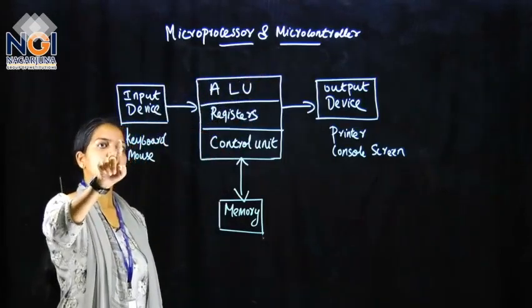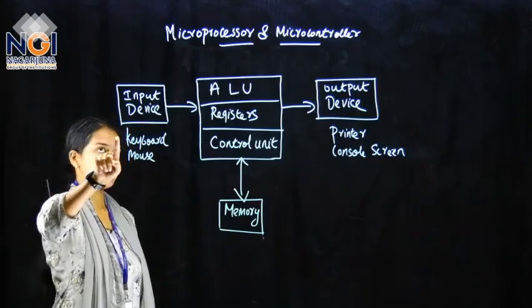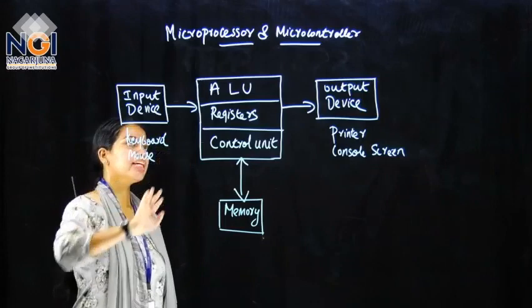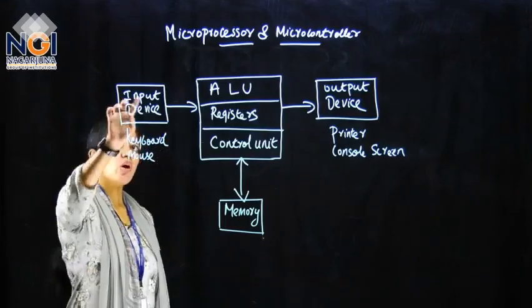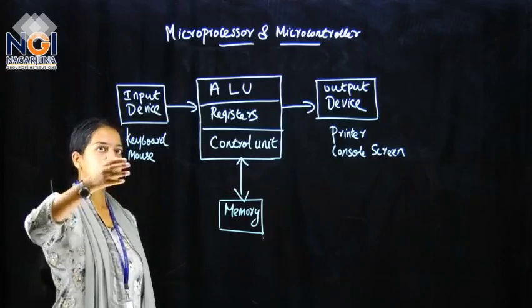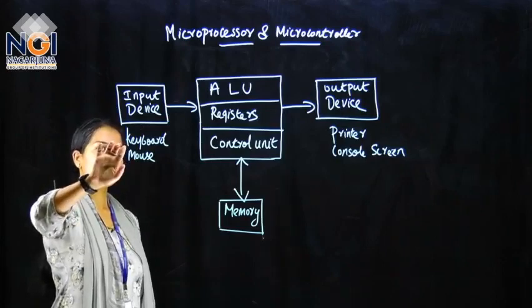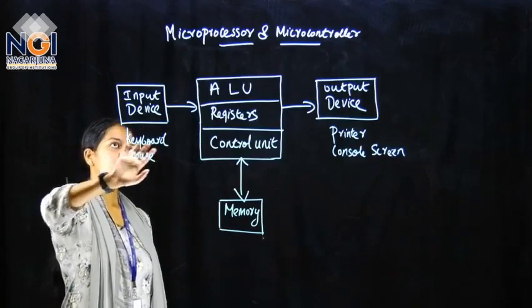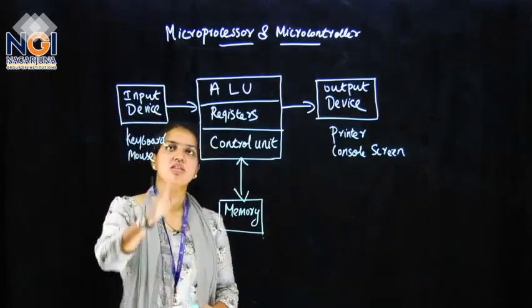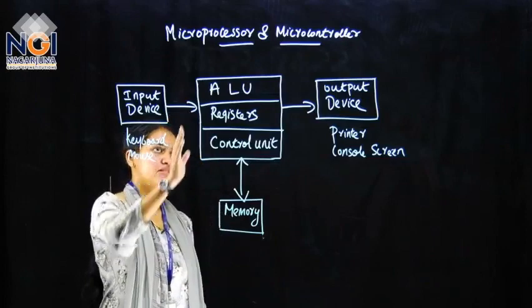So here we have to take the input device. Why? Because input is always important to give to the microprocessor chip. So we always require the input device here. The different input devices we'll be seeing are keyboard, mouse, etc. So the inputs are passed to the microprocessor.